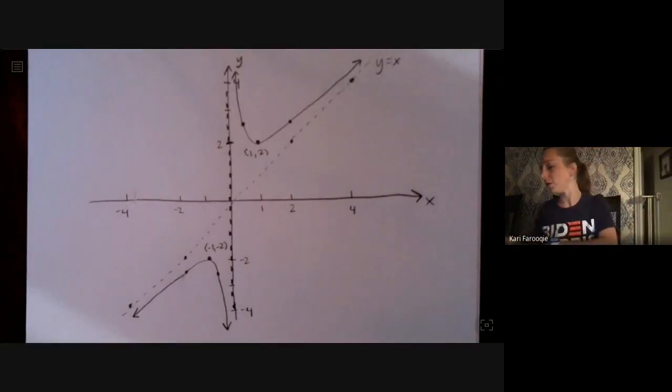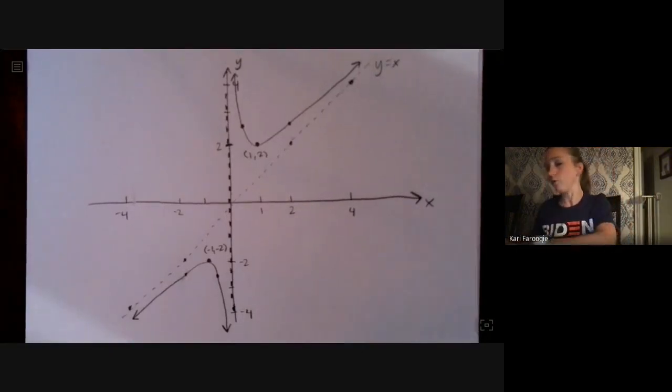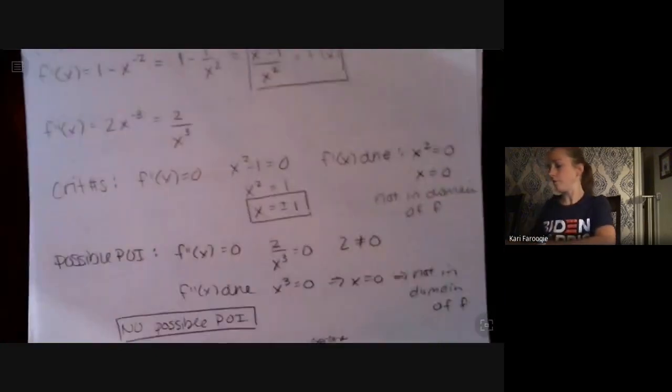Okay. So now we're going to graph a polynomial function. We're moving away from rationals. We're going to graph some polynomials.